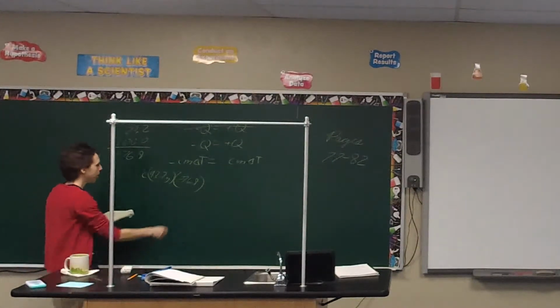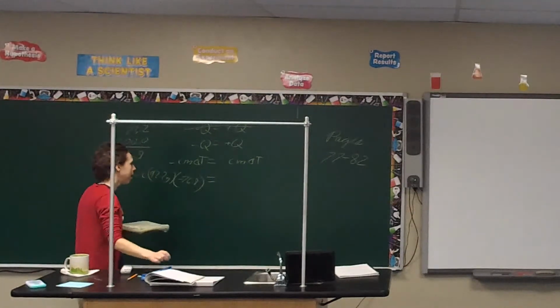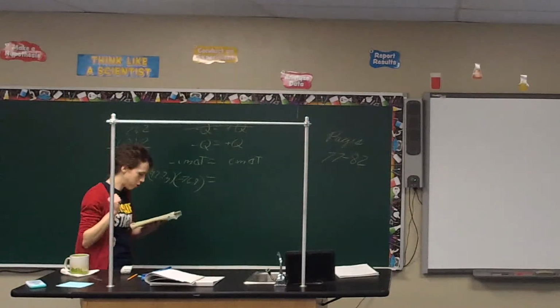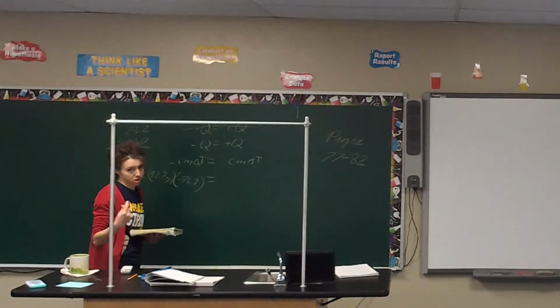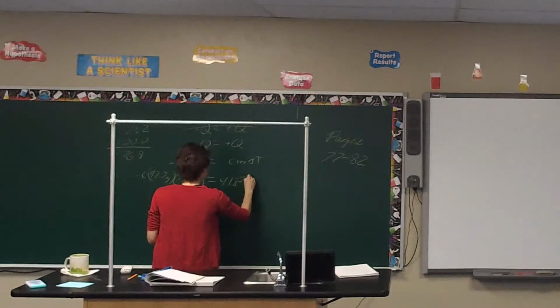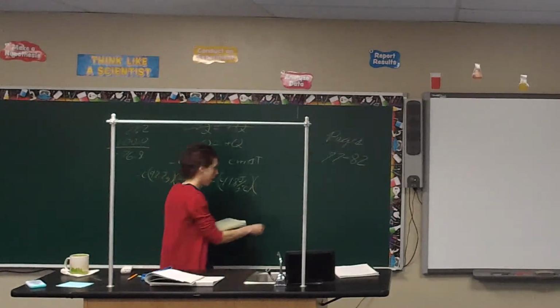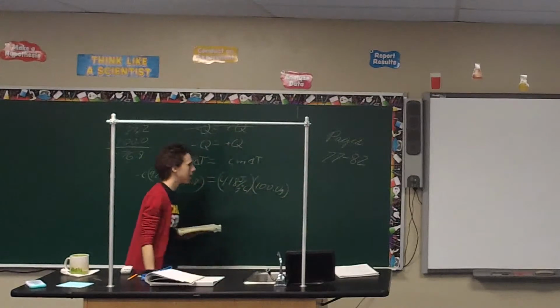Alright, so this is for the metal side. Now for the water side of it. What's the specific heat of water? Your book doesn't tell you, but you have it in the chart. So what is the specific heat of water? Again, you don't have to memorize it, but you probably will. 4.18 joules per gram degree Celsius. How much water do I have? What's the mass? 100 grams. 100.0 grams technically. Oh, I wrote too far over.